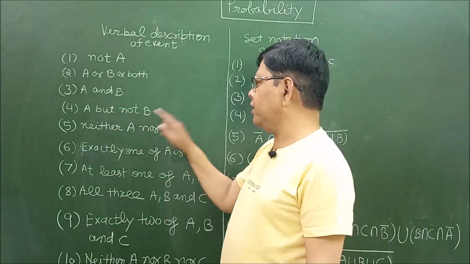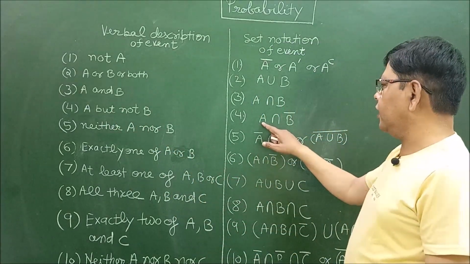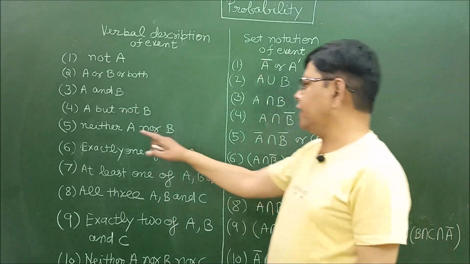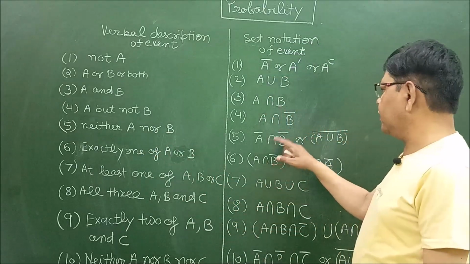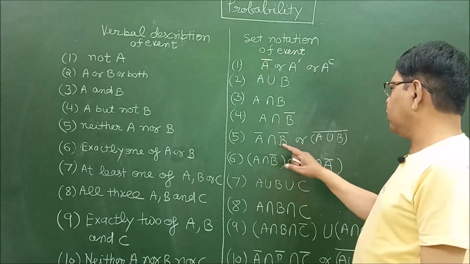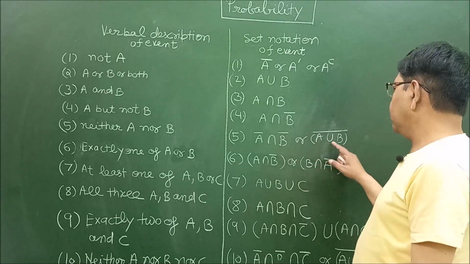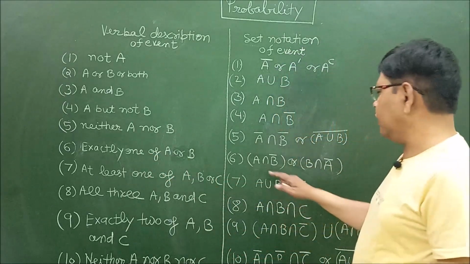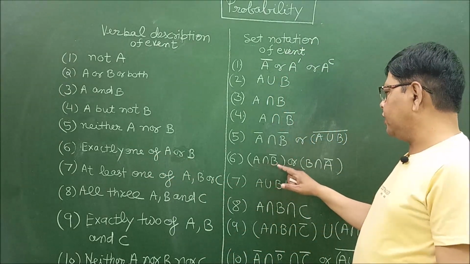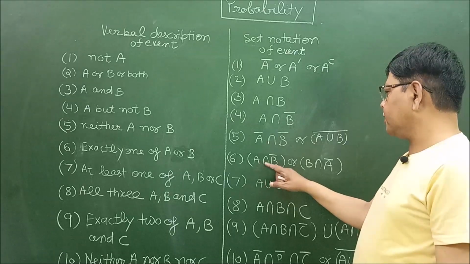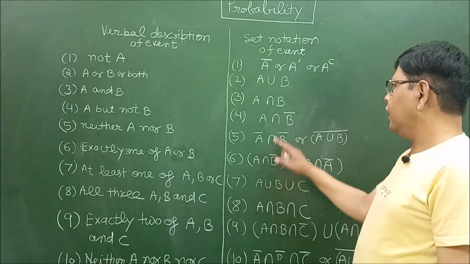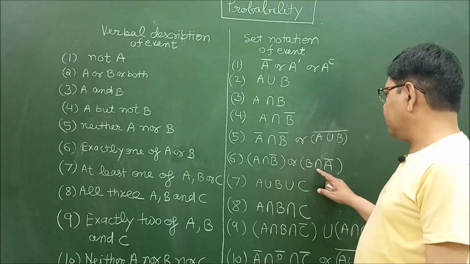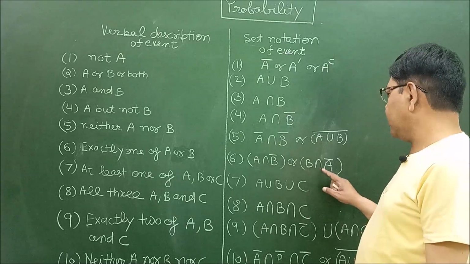Event A but not B is denoted by A intersection B bar, or B complement. Neither A nor B: A bar intersection B bar, or by De Morgan's law this is also equal to A union B whole bar. Exactly one of A or B, that is A happens and B does not happen, that is A intersection B bar, union, for or, B intersection A bar, that is B happens and A does not happen.